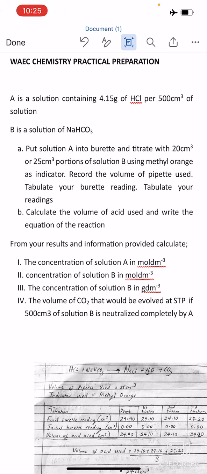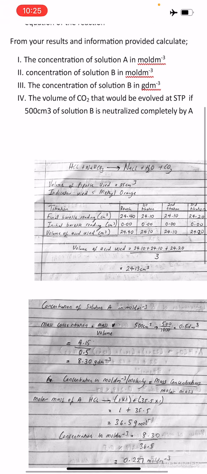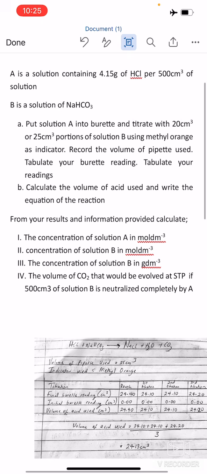the specimen provided. We are asked to provide HCl, hydrochloric acid, and sodium hydrogen carbonate, that's NaHCO3. So now look at the question very well. Look at the question. So put solution A in the burette and titrate with 20 cm3 or 25 cm3 of solution B using methyl orange as indicator.